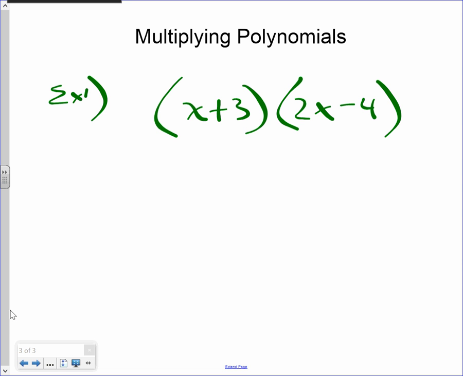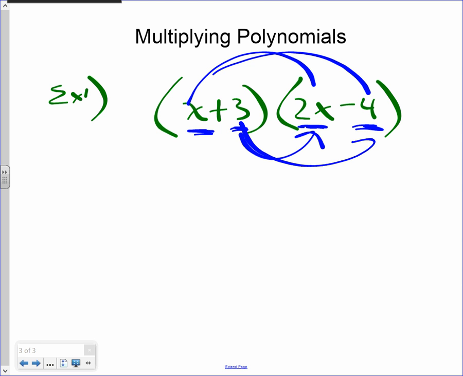I'll say it a different way. Every term here, I'll multiply by every term here. Let me say that again. I have two terms, the x and the 3. I'll multiply both those by the 2x and the minus 4, and make sure everything here is multiplied by everything over here. That's one way to see it. In other words, x times this, x times negative 4, 3 times this, 3 times negative 4. And I'm going to have this nasty long polynomial that I'll have to simplify.